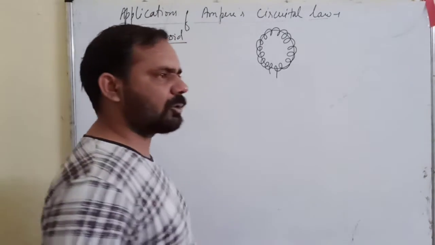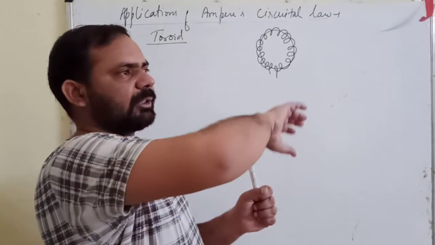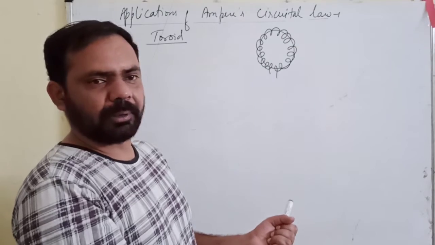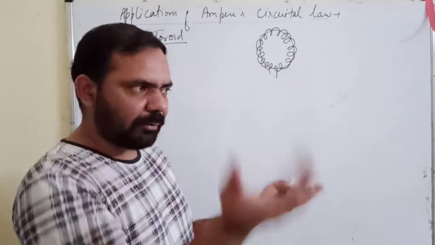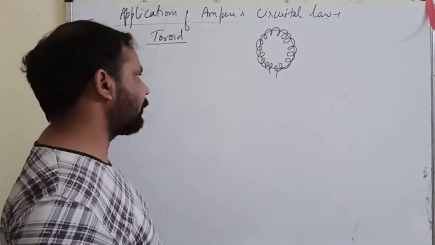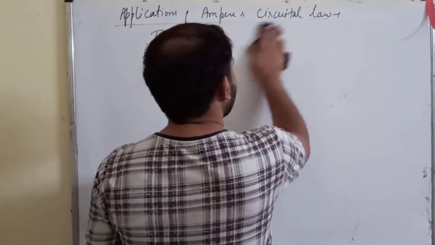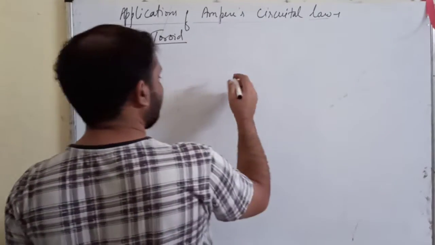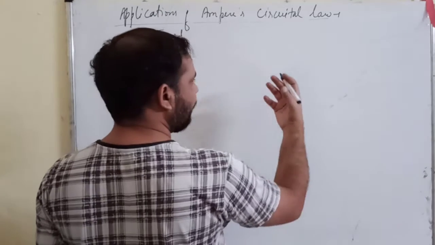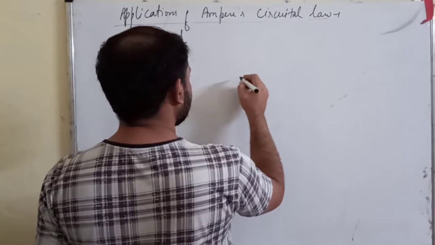This is nothing but a solenoid which is wound on a circular ring, a solenoid with a round shape. That is a toroid. So now let us obtain the magnetic field. What will be the magnetic field at different points due to the toroid?